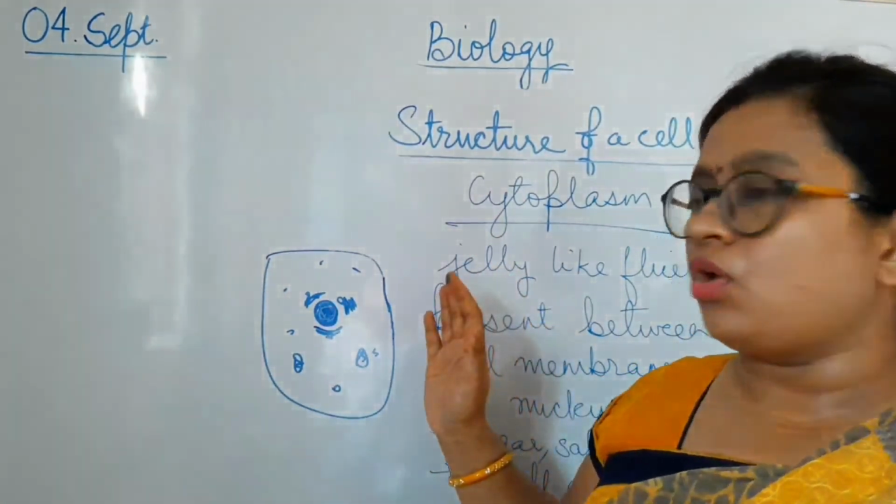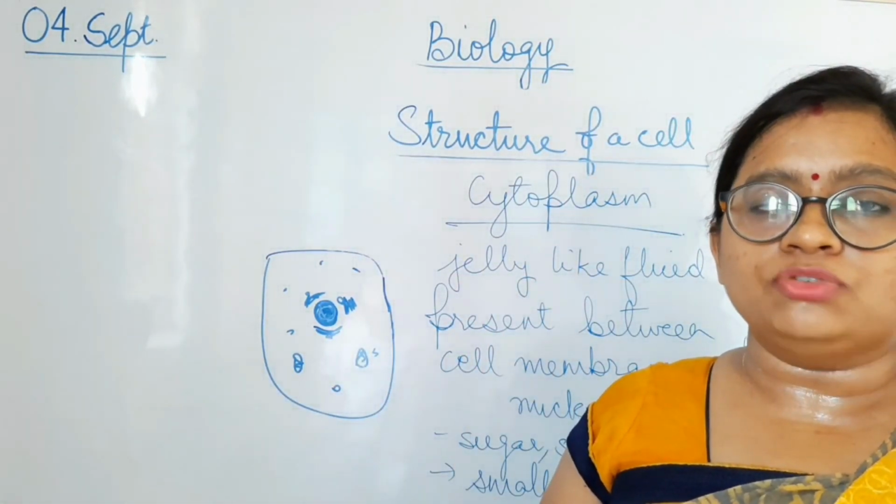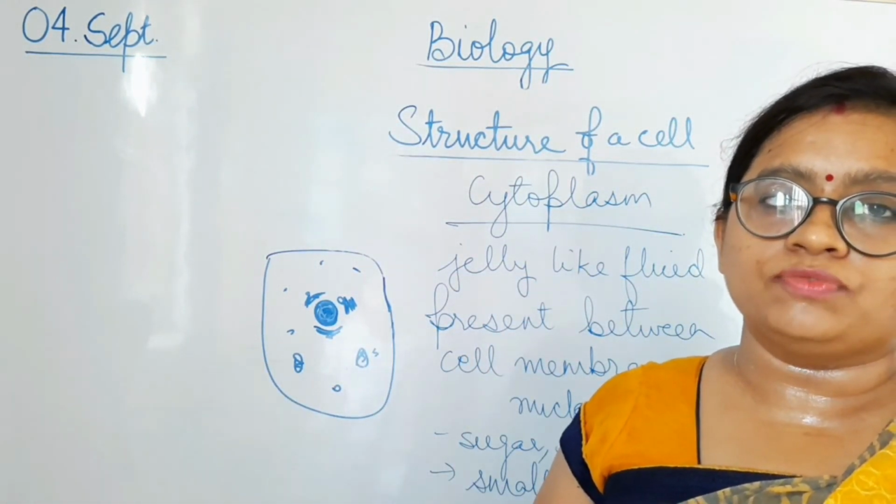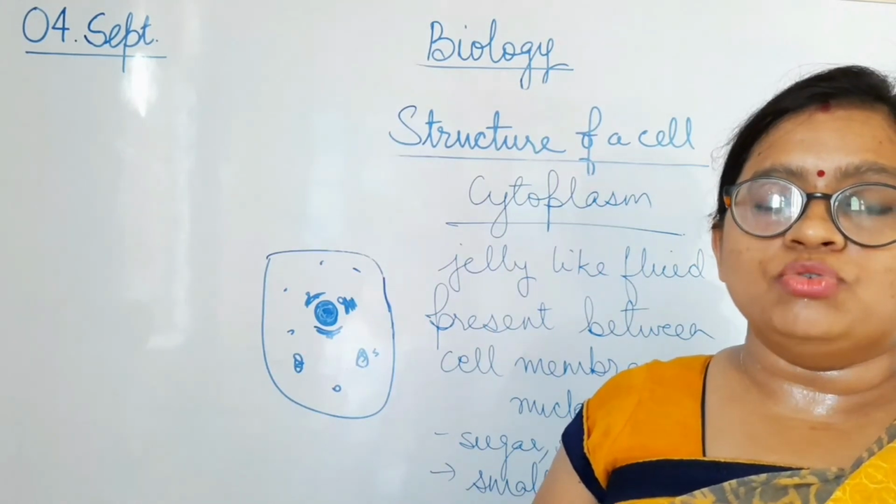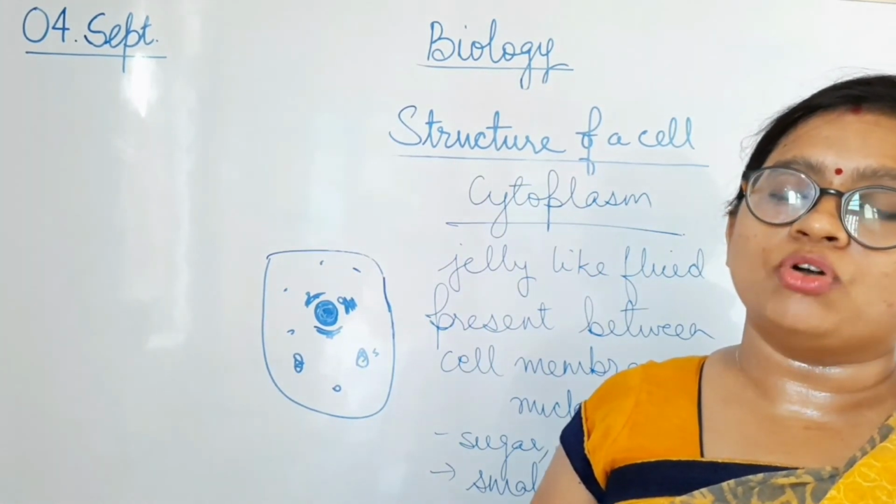So this is all about the main components of the cell. There are basically three main components of the cell: cell membrane, nucleus and cytoplasm. We will discuss the cell organelles.